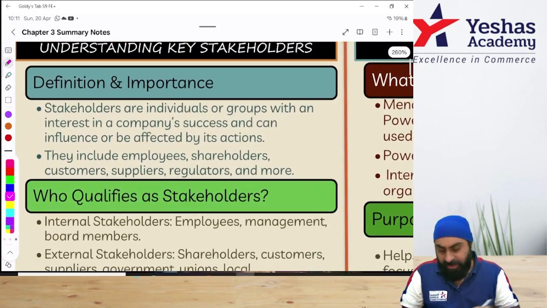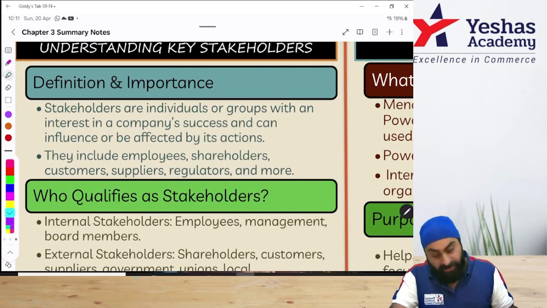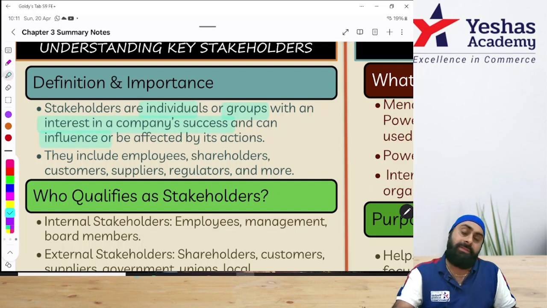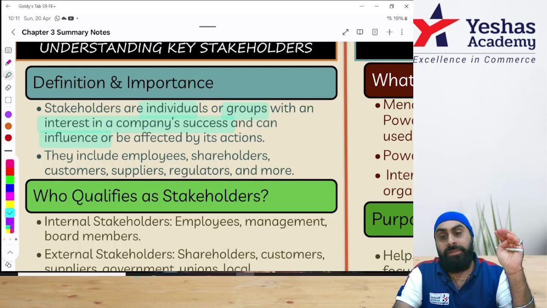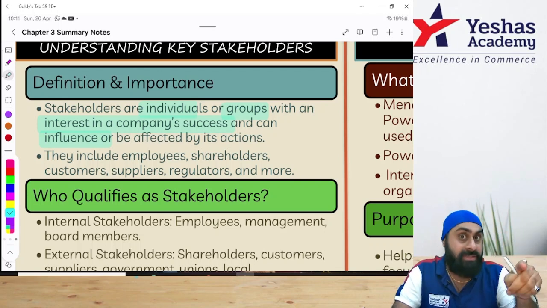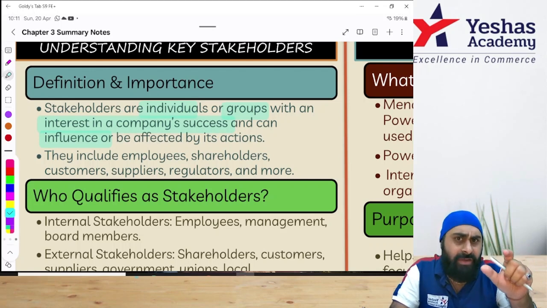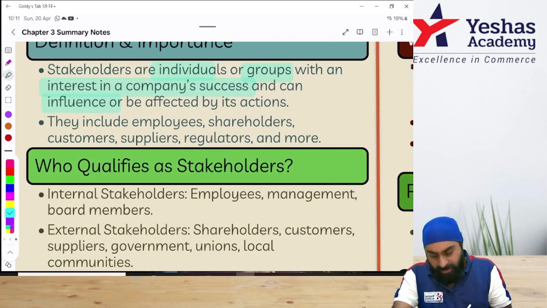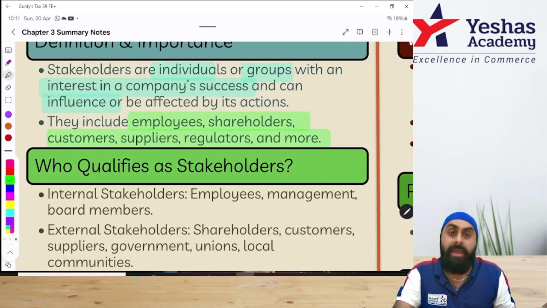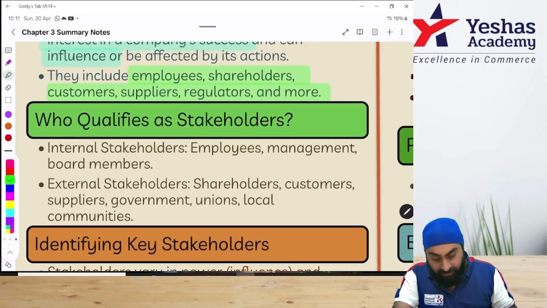Let me highlight stuff. Let me bring things to you in live action. Stakeholders can be an individual or a group of people who are interested in the company's success and they can influence the organization. So, three things about stakeholders: can be an individual or group of people. Stakeholders can have interest in the company's success. And can stakeholders influence the organization? Yes, stakeholders can influence the organization. Who are the stakeholders? The stakeholders are the employees, shareholders, customers, suppliers, regulators, and more.